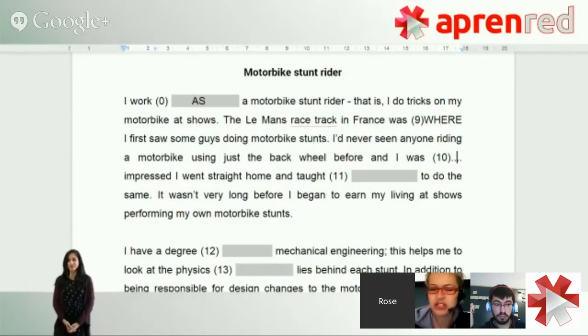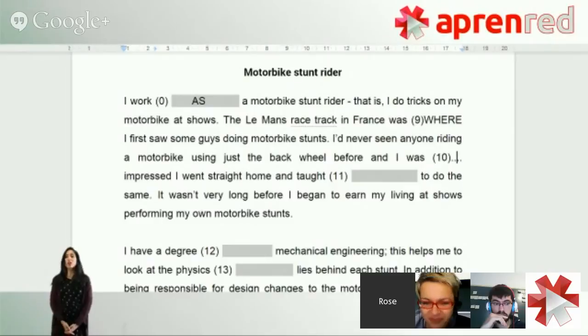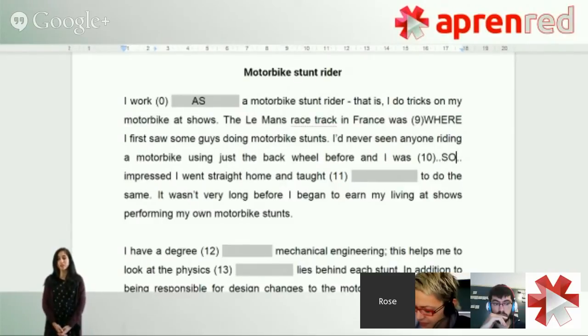I'd never seen anyone riding a motorbike using just the back wheel before, and I was so impressed, or such impressed, maybe so impressed. Choose only one, please. So impressed. I was so impressed I went straight home and taught there to do the same. Okay. So is the correct answer. Such would be a not correct answer.